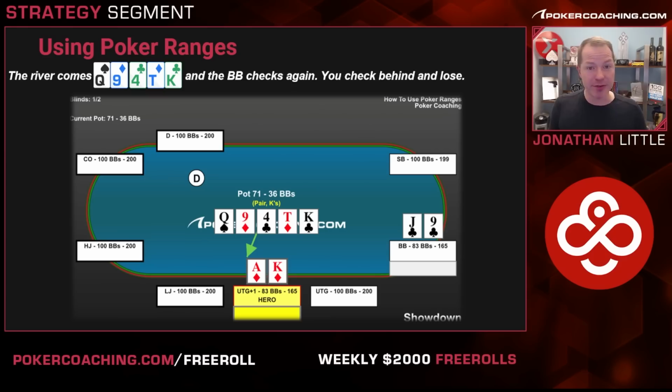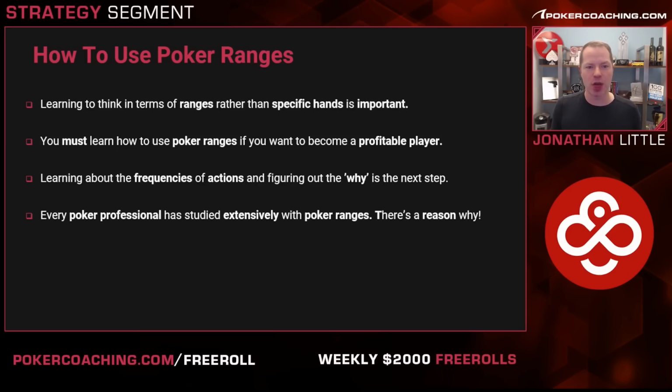And then on the river, we have a very clear marginal hand. Let it go check, check. Sometimes you're going to win, sometimes you're going to lose. And that is A-okay. Learning to think in terms of hand ranges rather than your specific hand is vital. If you do not do it, you're going to have a very, very difficult time being a profitable poker player.